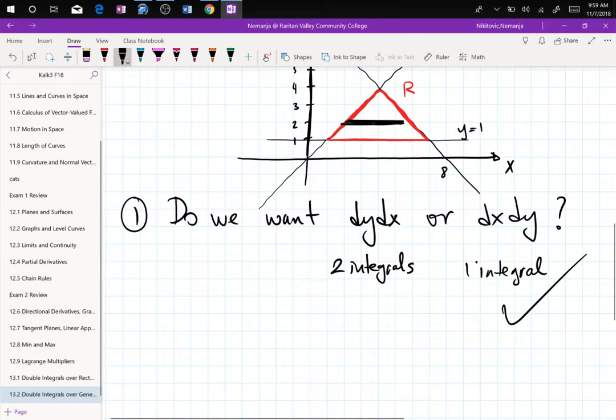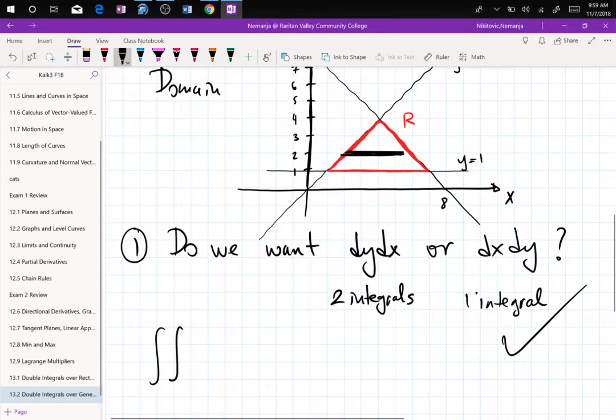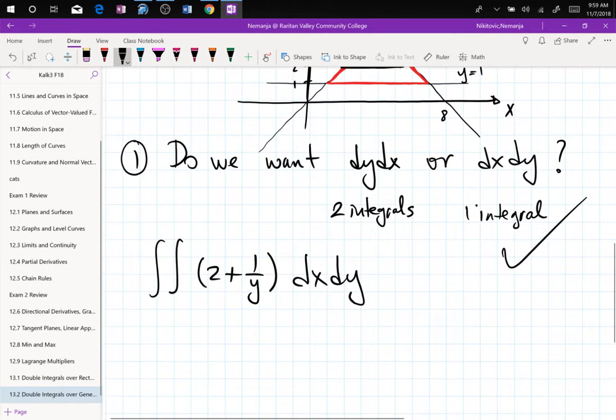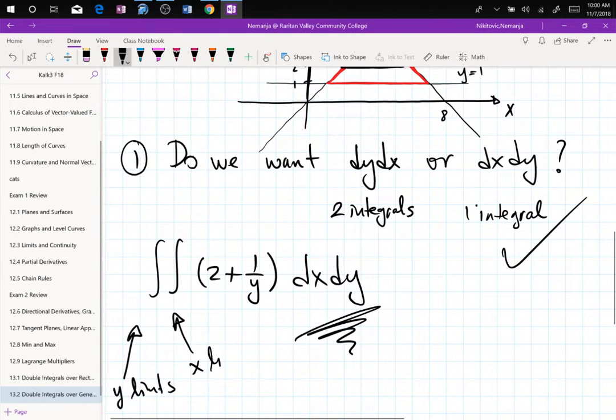So what do I have now? I have my double integral. I know the function that I need to stuff inside, which is 2 plus 1 over y. Make sure you put these parentheses. And I know my order. It's dx dy, because I analyzed it in such a way that I get to use only 1 integral. Now, as soon as I pin this part over here down, I immediately know that these must be my y limits and these must be my x limits.